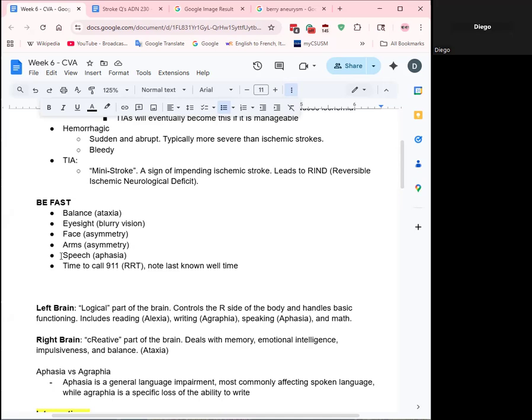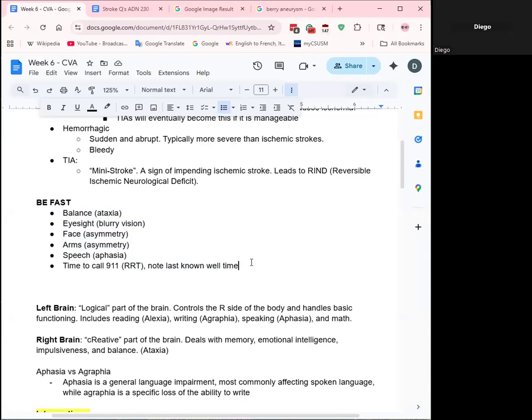Speech would be having a hard time speaking, or could also be having a hard time understanding speech. But slurred speech is the common thing you hear about when it comes to a stroke. Sometimes it can be very, very subtle. So you want to do the full BE-FAST if you do suspect a stroke.